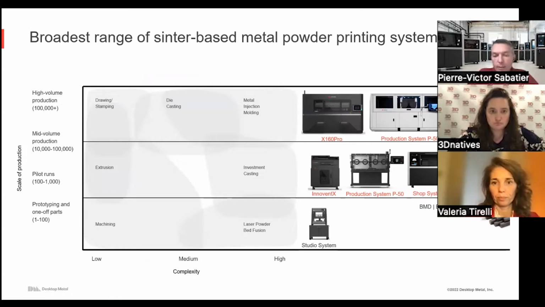So this slide is just an illustration of what I explained based on the metal activity, because now we do metal, but also polymers and other materials. But if we have a look at this product portfolio, it's really unique on the market. We have solutions to produce a few parts per week to millions of parts per year.